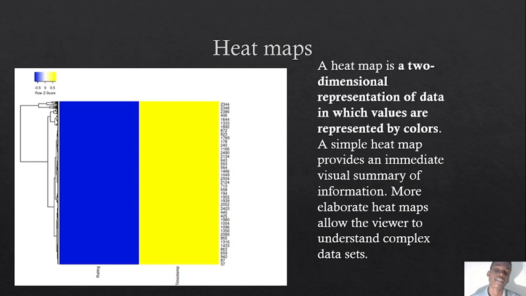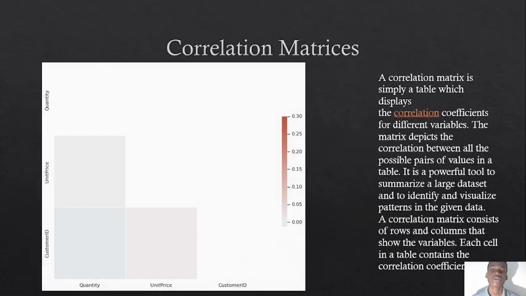And here we are seeing an example of a heat map in our colors, blue and yellow, where we have rating and timestamp, and this is part of our data set. So we used our data set to generate such a heat map. Then in our next slide, we are going to look at the correlation matrices.